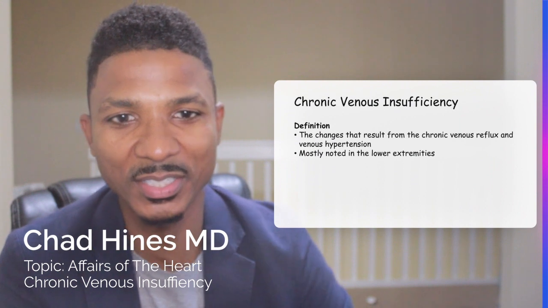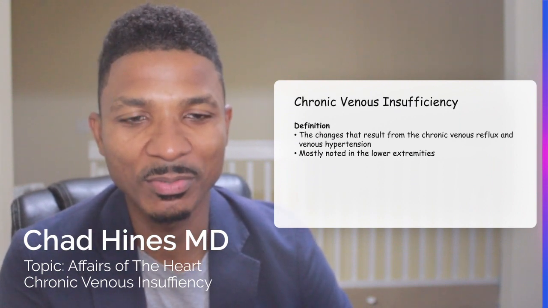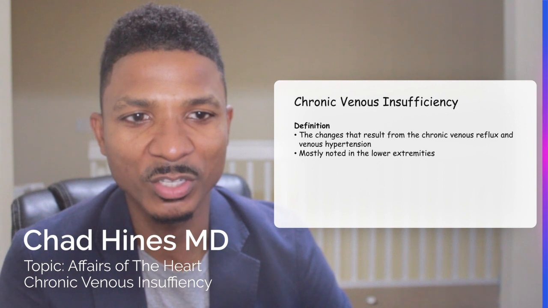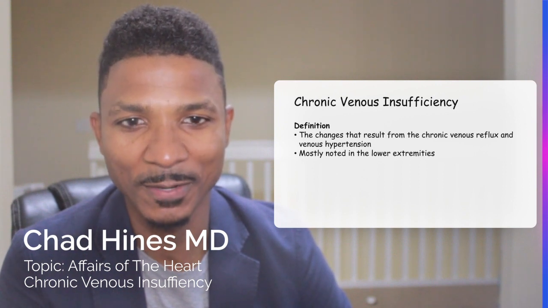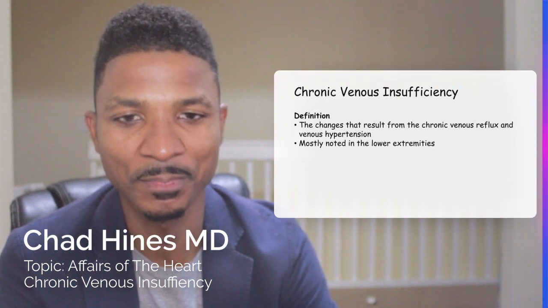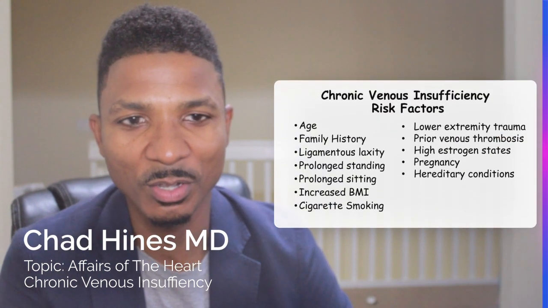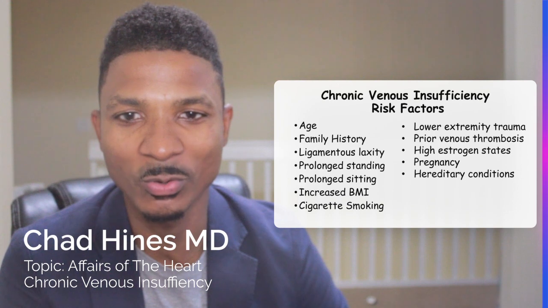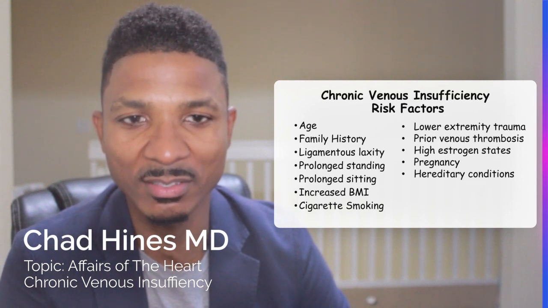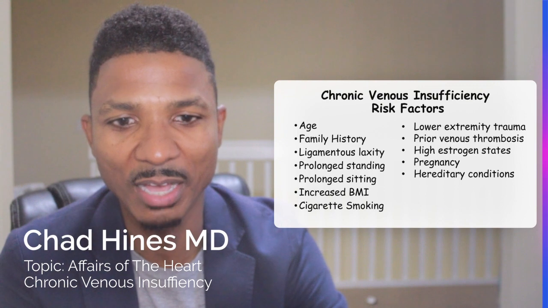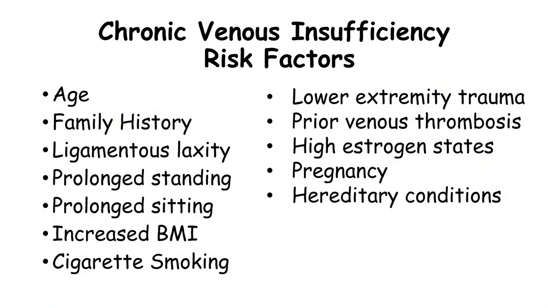So chronic venous insufficiency is defined as the changes that result from chronic venous reflux and venous hypertension, mostly noted in the lower extremities. And in terms of chronic venous insufficiency risk factors, the older we get, the increased chances of having chronic venous insufficiency. A family history: if your parents have or had varicose veins or venous changes in the legs, you may have an increased chance of getting that.